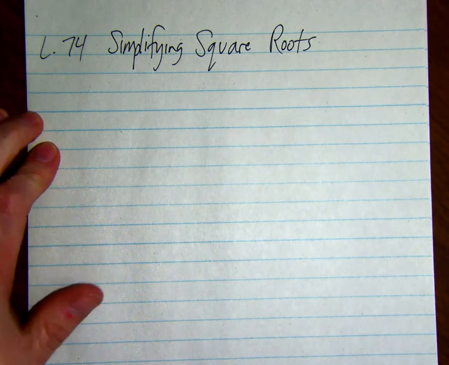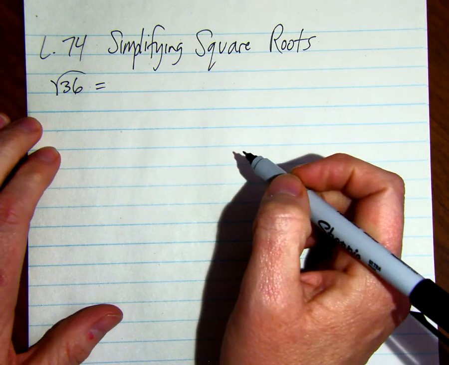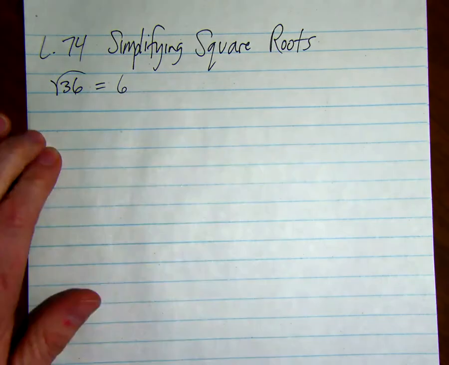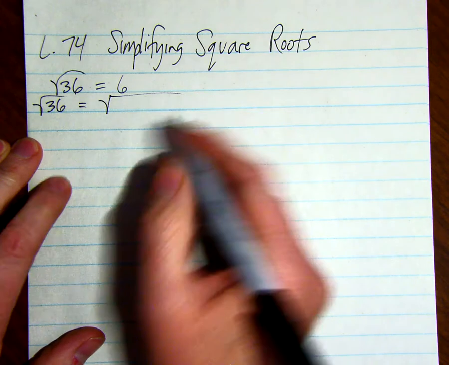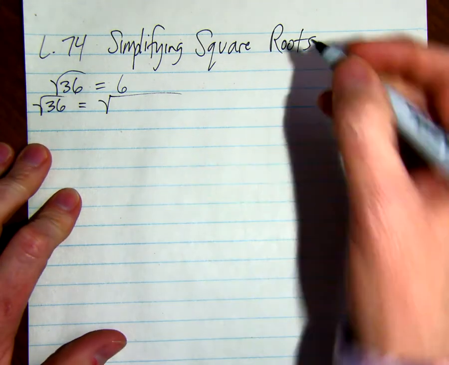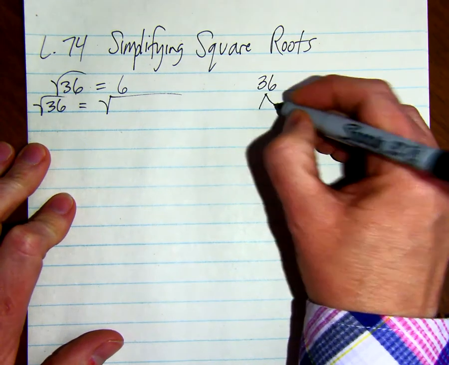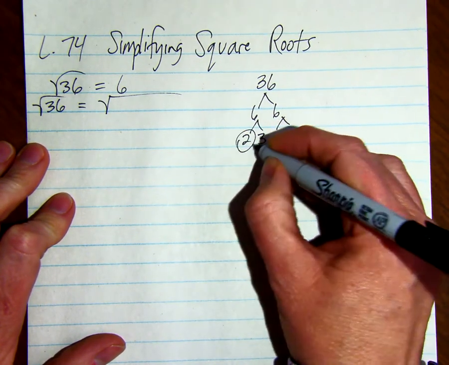Let me give you an example, one that you already know. The square root of 36, you know, is equal to 6. You can write the square root of 36 as a square root of a product of the prime numbers that equal 36. You can find those prime numbers by doing a factor tree.